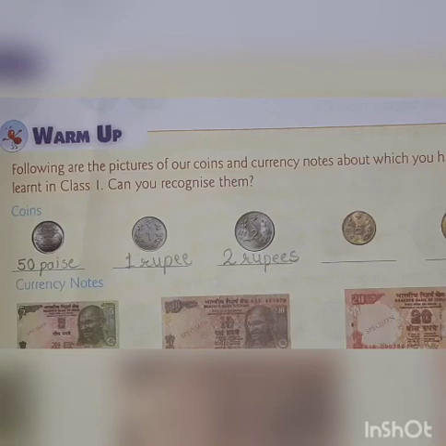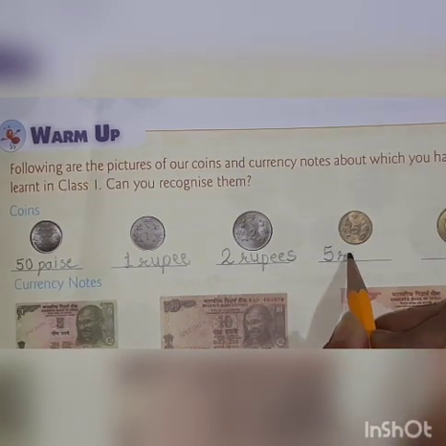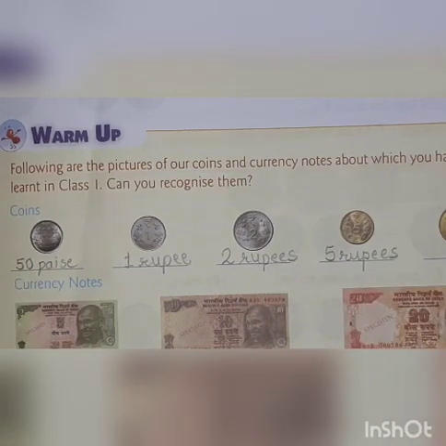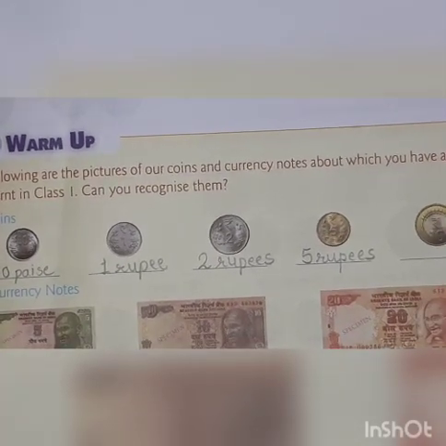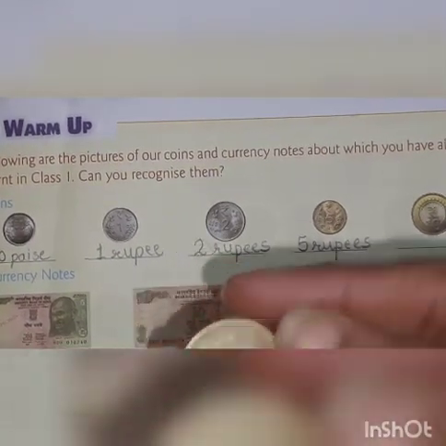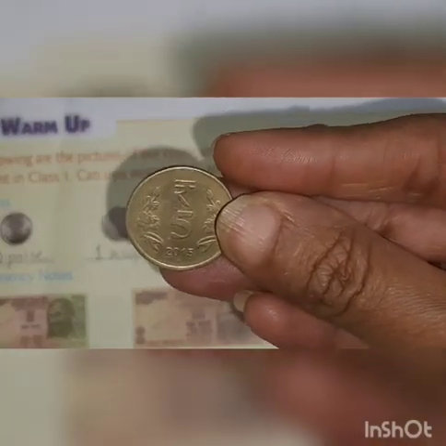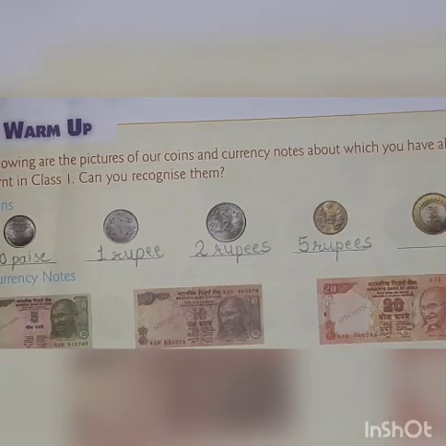Next one is rupees 5. So 5 rupees you have to write. Here also RUPEES. Like this way you have to write 5 rupees. And how the 5 rupees coin looks, I have shown you. Today again I will show you. This is rupees 5. You can see here the rupee sign and 5 is written over there. So this is rupees 5.